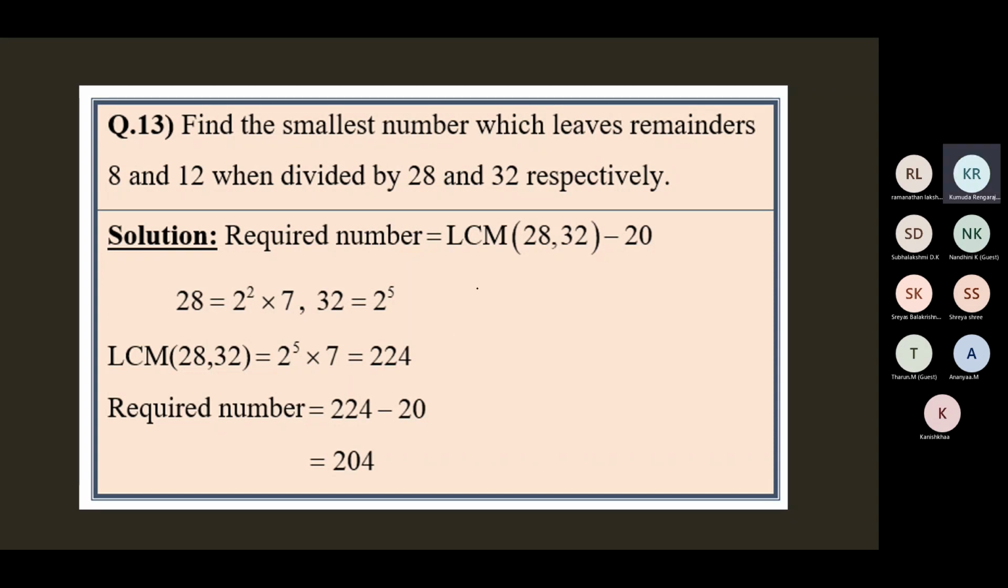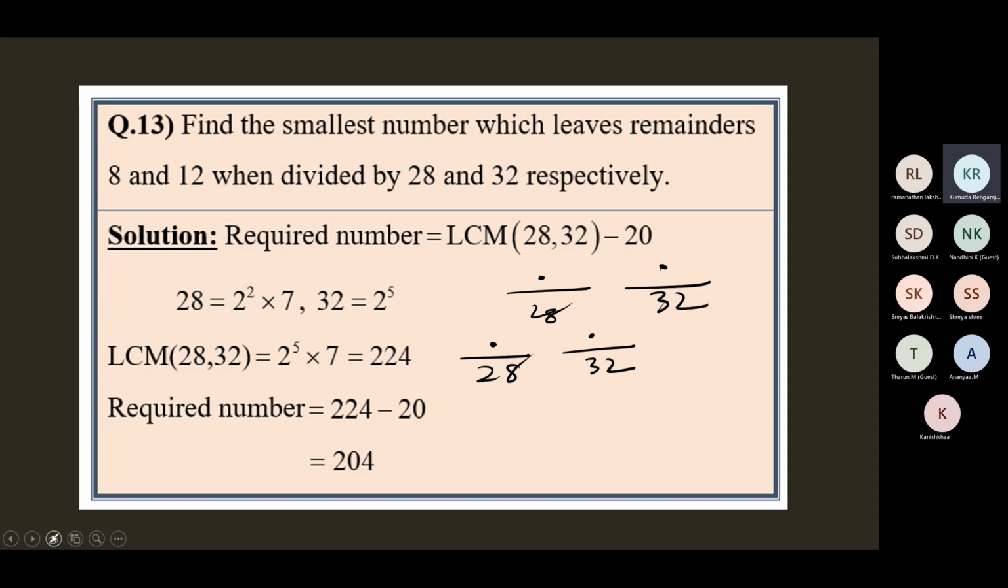Yeah, children, I'm back. So as usual here, divided. Okay, so it's not divisible, so don't get confused. Now find the smallest number which leaves remainders when divided by 28 and when divided by 32.